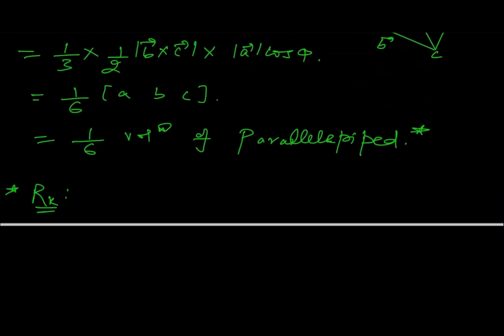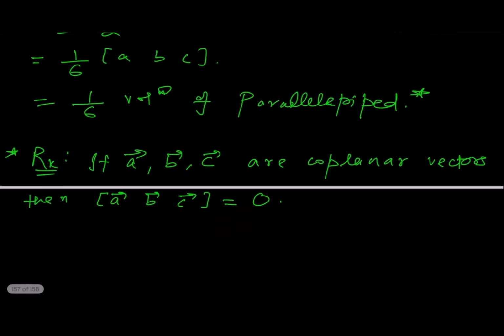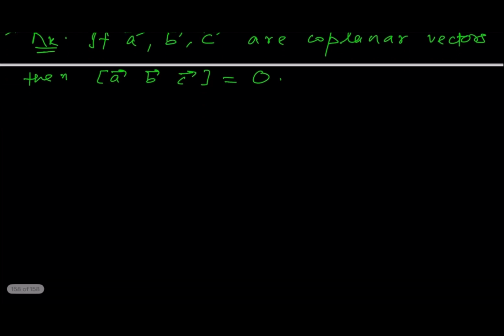Okay, write one remark. If A vector, B vector, C vector are coplanar vectors, then box A, B, C will be 0. Because if vectors are coplanar, there is no parallelepiped, there is no height, which means volume is 0. It means box is 0.